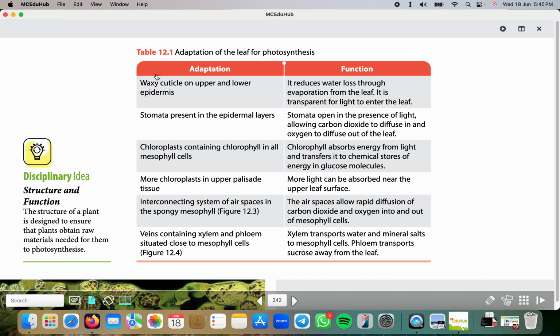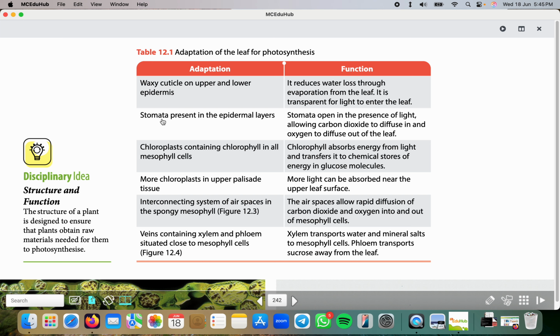So first of all, we know that the waxy cuticle that's found on the upper and the lower epidermis is going to reduce the water loss through evaporation from the leaf. And this is very important because the leaf needs water in order to do photosynthesis, in order to maintain the turgidity of that leaf. Now this waxy cuticle is also transparent. It allows light to pass through, that allows photosynthesis to occur.